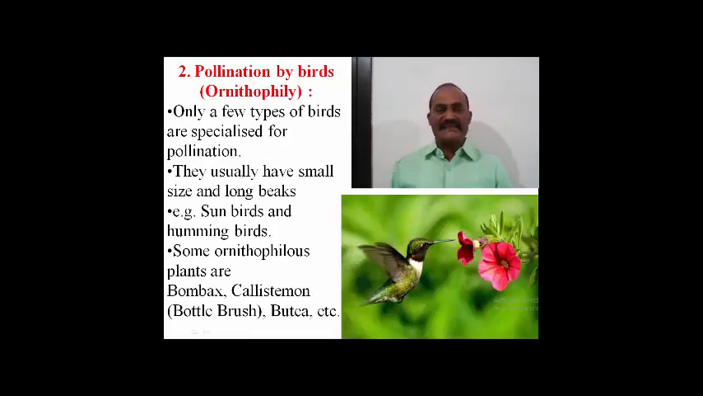Then if we see the second mechanism, it is pollination with the help of birds, that is called ornithophily. Only a few types of birds are specialized for pollination. They usually have small size and long beaks, like honeybirds, sunbirds, or even hummingbirds. Some ornithophilous plants include bombax, callistemon or bottlebrush, or butea. These are the commonly bird pollinated plants.